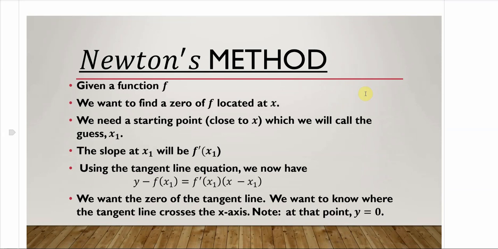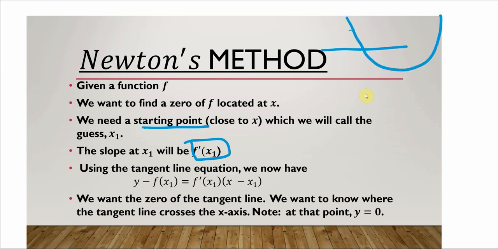Now, what is Newton's method? If you're given a function f, we want to find the zero of f located at x. So we're trying to find where that function crosses the x-axis. What we're going to need is a starting point, which I'm going to call my first guess, x sub 1. The slope at x sub 1 is defined as f prime of x sub 1. Let me draw a graph here, and draw a tangent line, and this tangent line is going to give me that x-intercept.